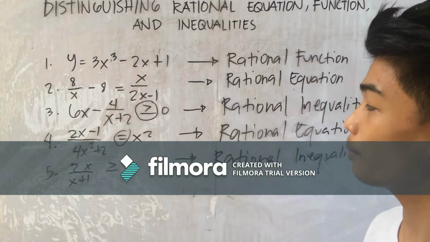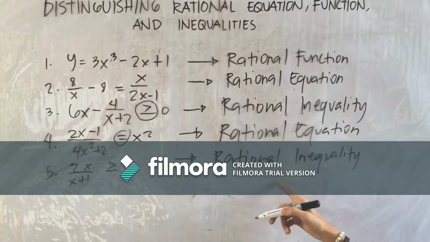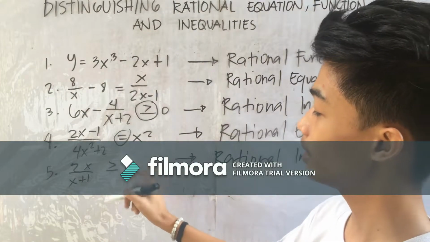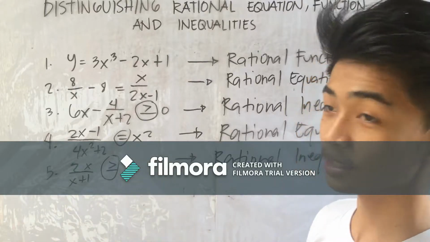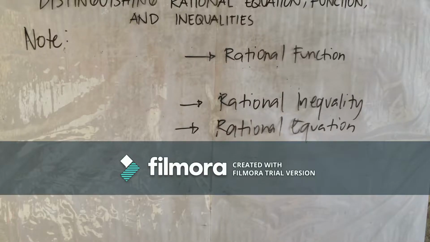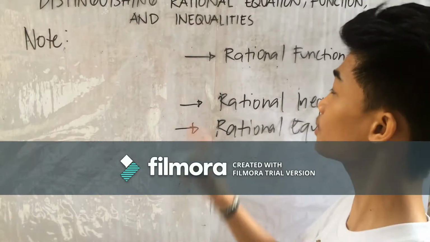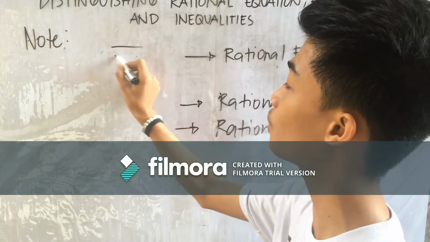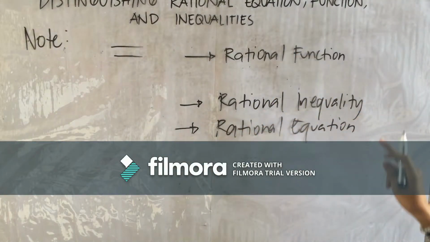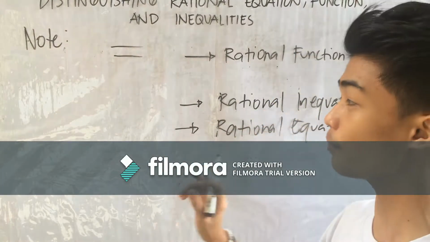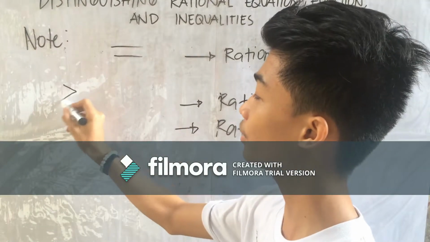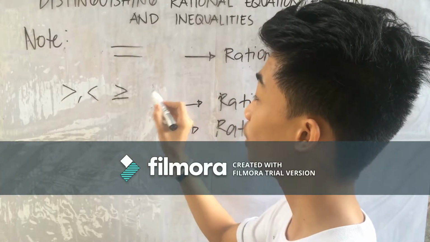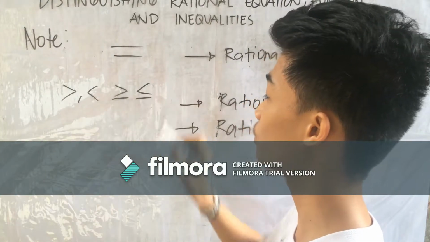Katulad sa example number 3, masasabi mo na rational inequality ang isang set kapag ang sign niya is greater than or equal to or less than or equal to. So note guys, masasabi mo na rational function ang isang set kapag ang sign niya is equal. The next is rational inequality. Masasabi mo na rational inequality ang isang problem kapag ang sign niya is greater than, less than, or greater than or equal to or less than or equal to.